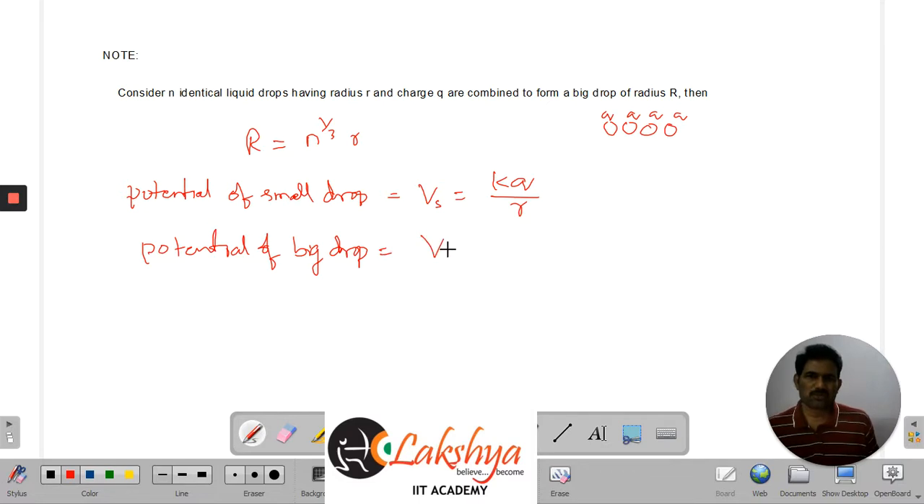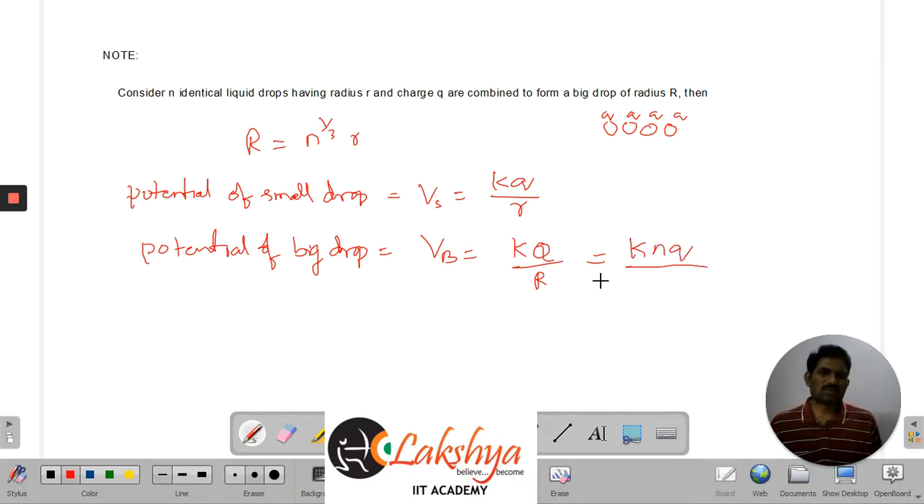The potential of this big drop we can write as K into capital Q by R, where capital Q is the total charge. By conservation of charge, when n drops are combining with each other, the total charge is n into q. And the radius relation we mentioned already, capital R is n power 1 by 3 into small r. Therefore the potential of this big drop is n by n power 1 by 3, which means n power 2 by 3 into kq by small r.